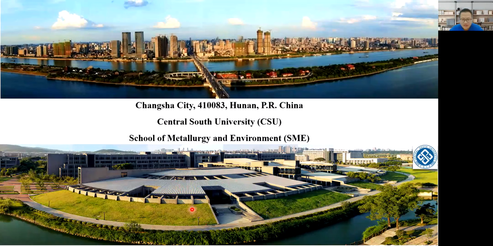In the lower section, this is a picture of our campus. Actually, we have 7 campuses in this city, located in different parts of the city. This is the main campus. These are the teaching buildings. This is the main library. And this is a meeting hall. Central South University welcomes all of you to visit us when you have the possibility.